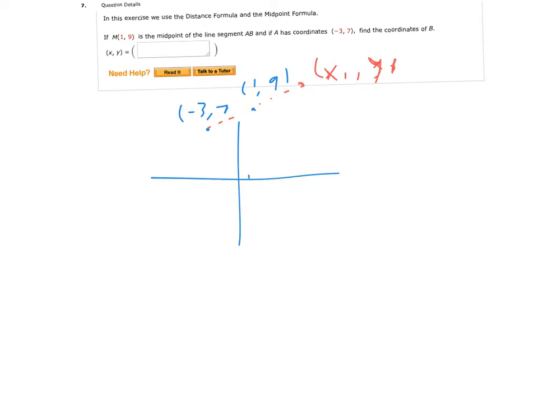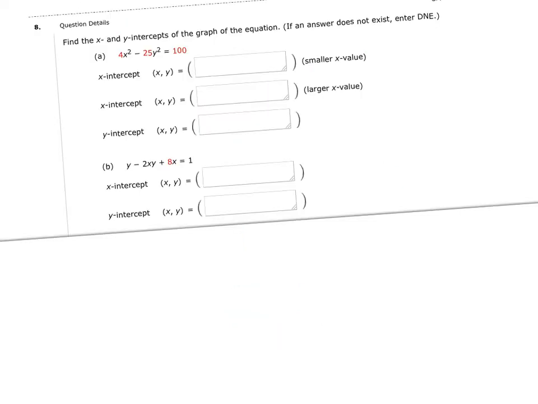And so I know that if I average out negative 3 and x1, that should give me 1. And I know that if I average out 7 and whatever y1 is, that should give me that 9 midpoint. So I'm not finding the midpoint with the 1, 9. The 1, 9 is my answer, and I'm solving backwards for the other one. So you just solve that. I would start off by multiplying both of those by 2 and just isolating x1 and y1, and that's going to go in here. All right, so next up here we're finding some more intercepts.